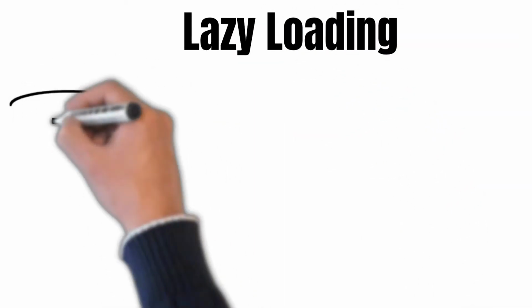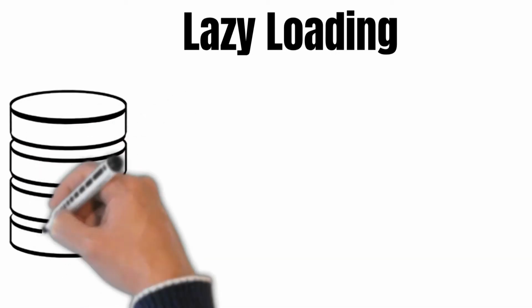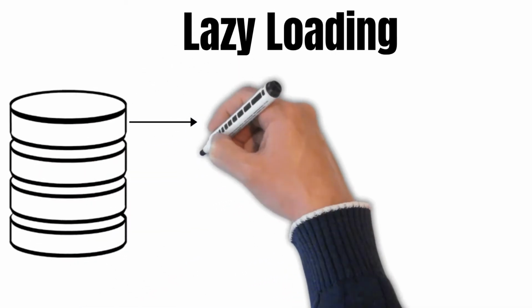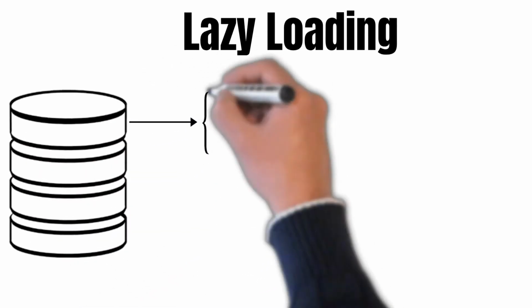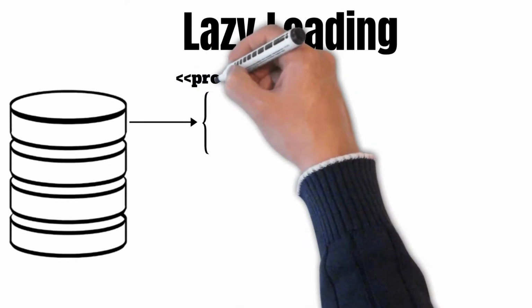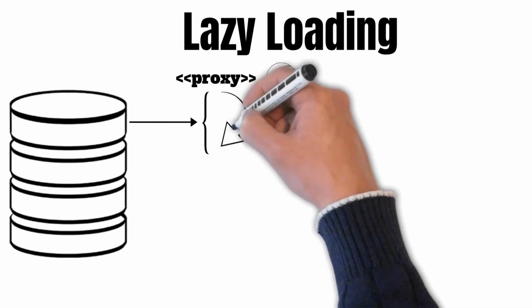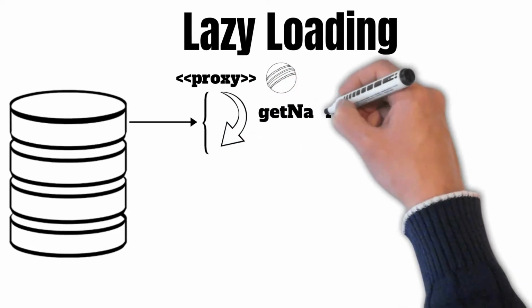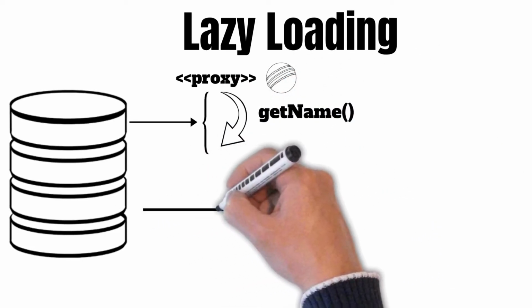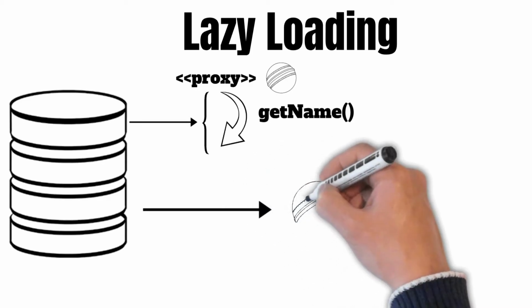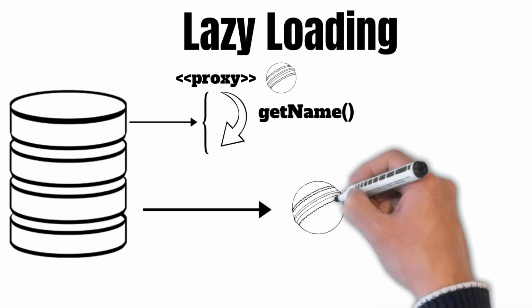The next advantage that it provides us is lazy loading. So suppose we query an object from the database. In this case, the object is not actually queried, only a proxy of that object is returned. And when we try to read a property from this proxy object, for example, name property, we call get name, then the object is actually queried and the data is returned.